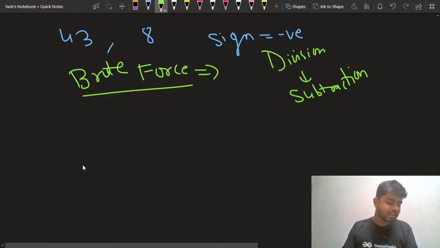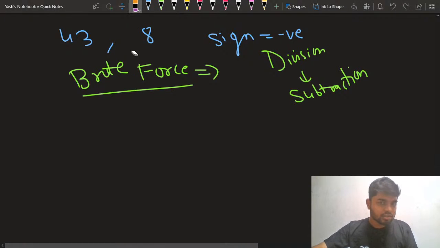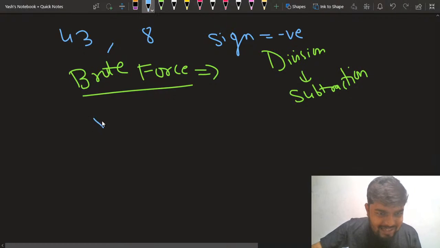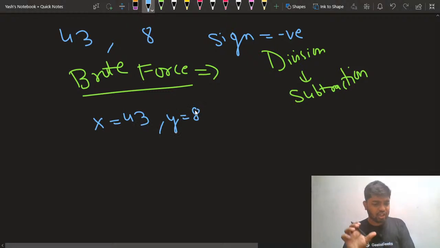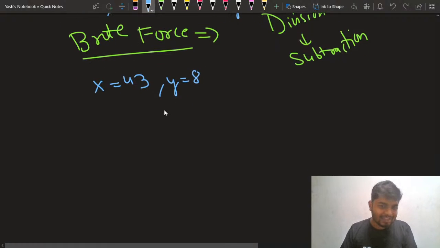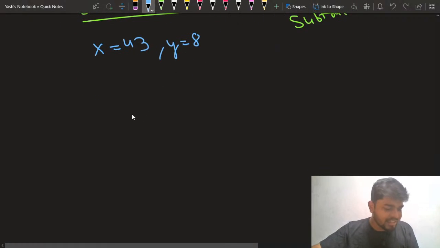Repetitive subtraction, right? Naman is saying correct. For each iteration, increment by I. That can also be possible. So now let me tell you how we can do this. Let's say I have x as 43 and y as 8. I'm not taking the initial numbers that were given to me, I am taking it in this way.